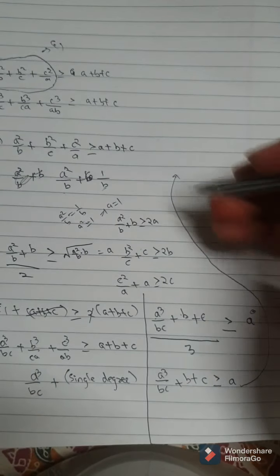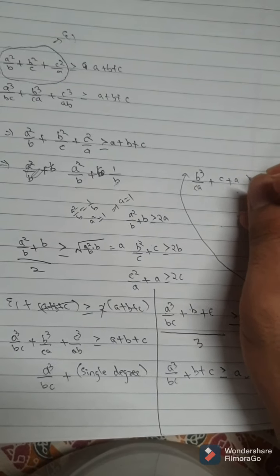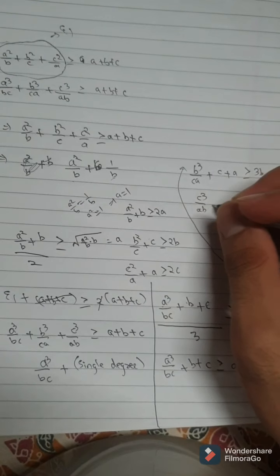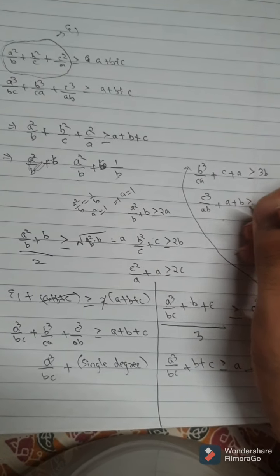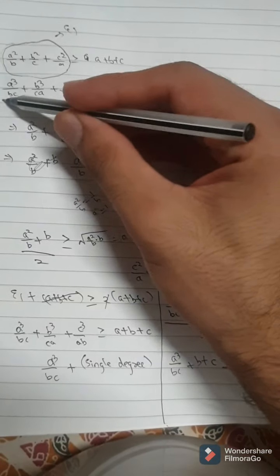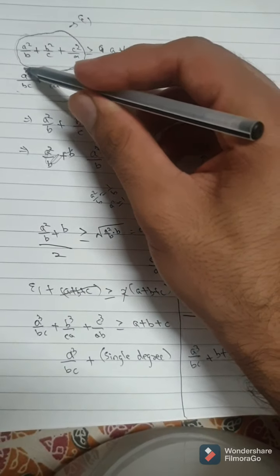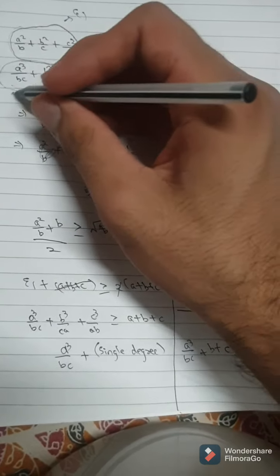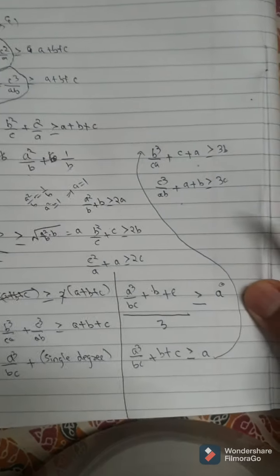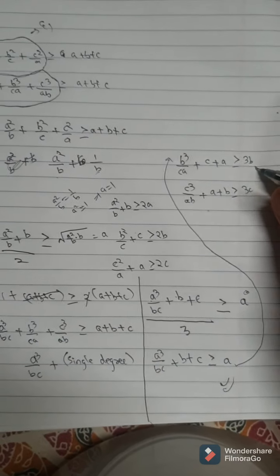Adding up cyclic results: b cube by ca plus c plus a greater than or equal to 3b, c cube by ab plus a plus b greater than or equal to 3c. Now let me label this one as E2. So this is our first result, this is our second result, and this is our third result.